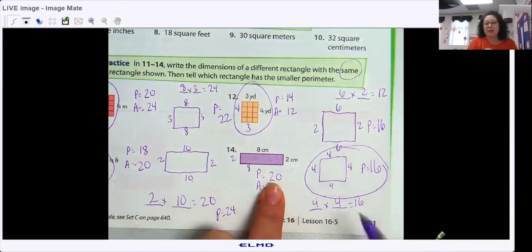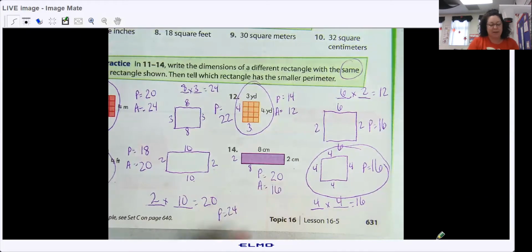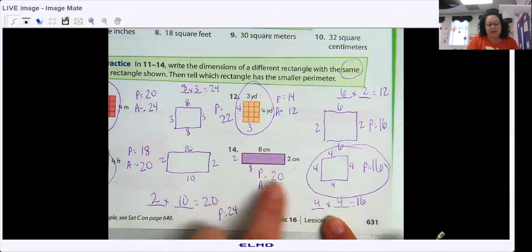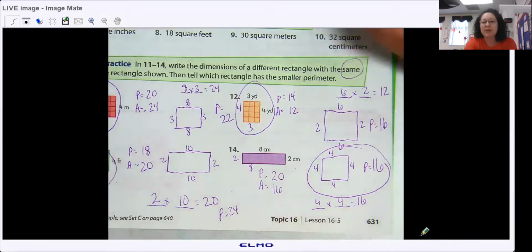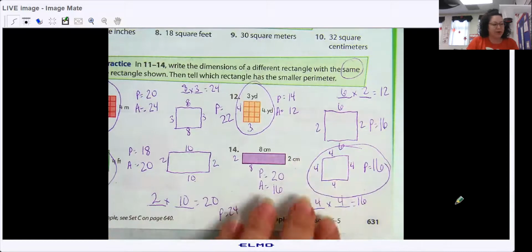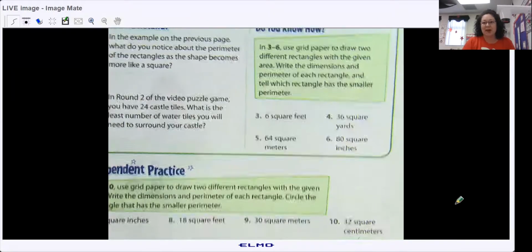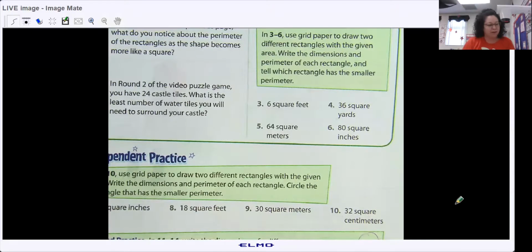Now this one has the same perimeter and area. That's not always going to happen. Okay. So again, when you are finding different perimeter, you're going to have the same area. You're just going to have different lengths of sides. 8 and 8, 4 and 4. And we're going to do some more practice with this tomorrow. So hopefully that made a little bit of sense. If not, I'm sure your light bulb will come on tomorrow.